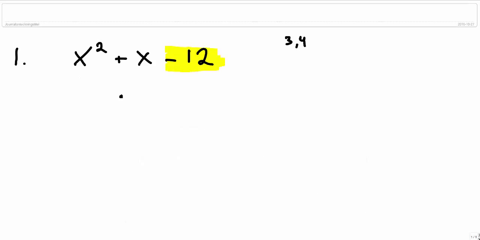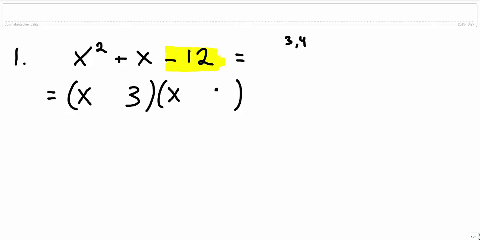So the question is, factorize the following expression. We're not going to solve everything because it doesn't say this expression is equal to 0, just factorize it. So let's write like this. We know that it's going to be two brackets like this. Oh, sorry, it's going to be x and x, because x times x is x squared. Then we know that the factors would be 3 and 4, and we said that we have to have plus 4 and minus 3.